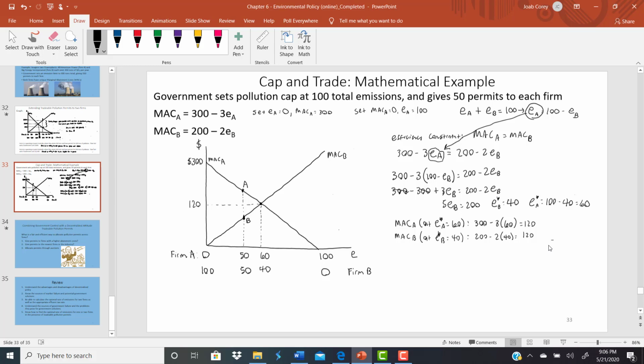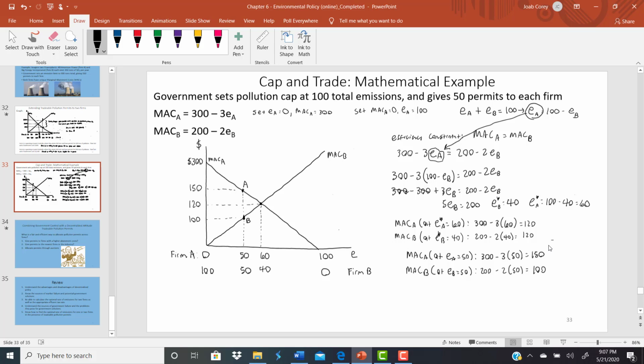So with that in mind, we can figure out exactly what those marginal abatement costs are at the starting points for each firm. We're going to look at MAC sub A at the government level of emissions, which is 50. So MAC sub A at E sub A equals 50 is 300 minus 3 times 50, which is 300 minus 150, or 150. And then we're going to look at the same thing for firm B: MAC sub B at E sub B equal to 50. That's going to be 200 minus 2 times 50, which is 200 minus 100, or 100.